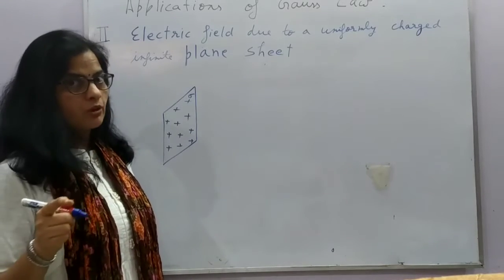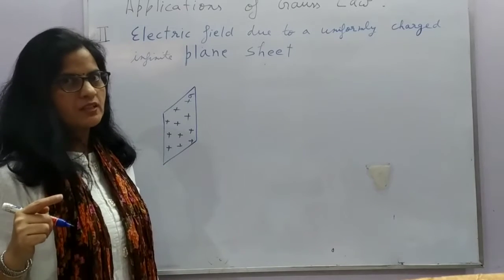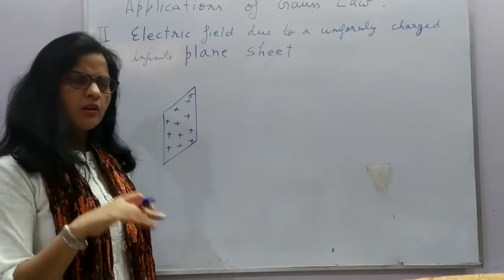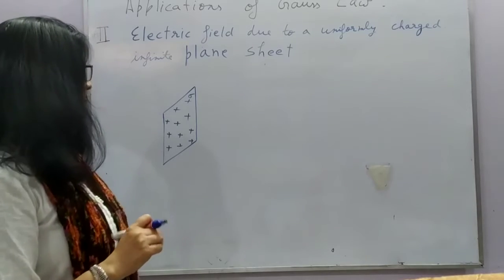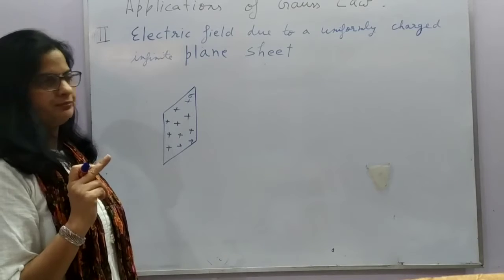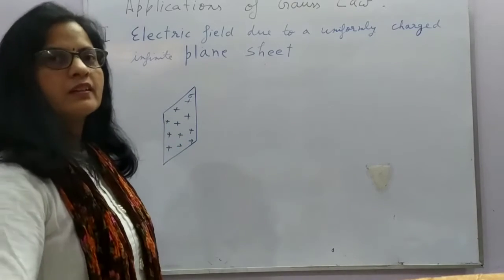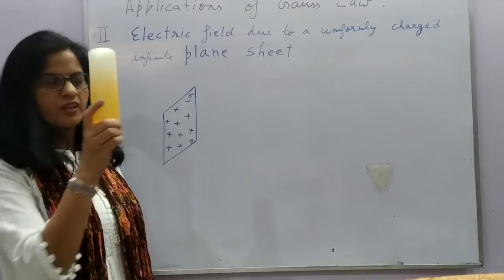So for Gauss law, we know that we need to select a Gaussian surface. That Gaussian surface must be symmetrical in order to make the calculations easy. So let's take a cylindrical Gaussian surface such that this sheet is at the center along its length. Now this is the Gaussian surface, for example.